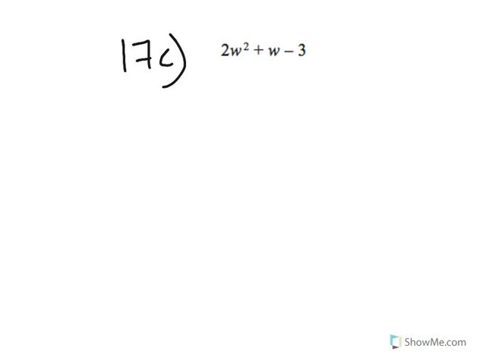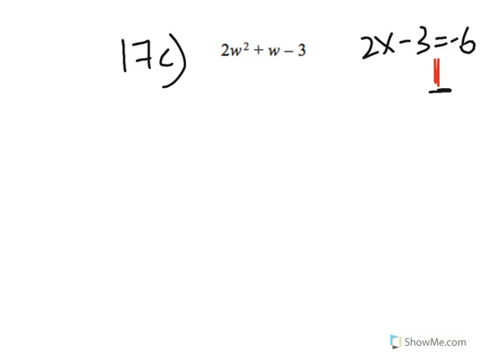So basically you're looking for two numbers that multiply to give you 2 times negative 3, which is negative 6, and the same two numbers have to add to give you positive 1. So what are those two numbers? If you sit and think about them, they should be 3 and negative 2. Because 3 and negative 2 multiply to give you negative 6. And 3 and negative 2 also add to give you positive 1.